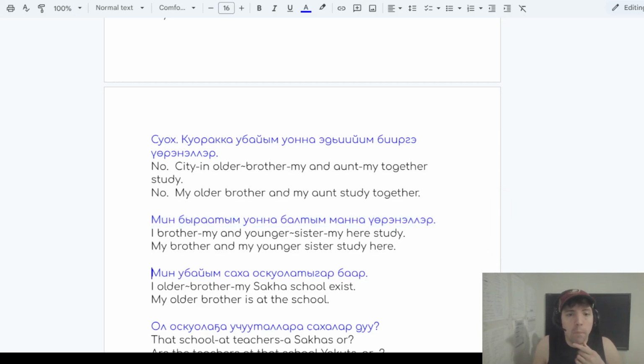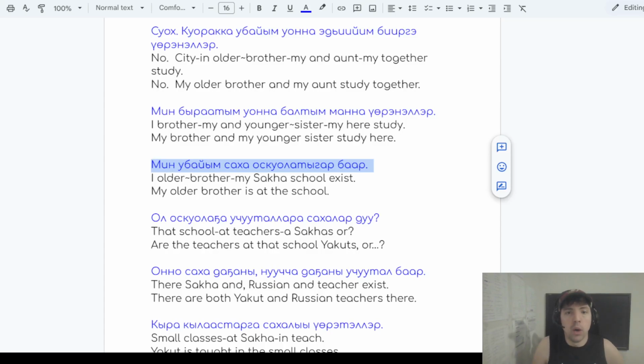Then min ubayam Sakha asqualatagar bar. My older brother is at the school. So this is asquala, school, combined with atagar, meaning near, beside.